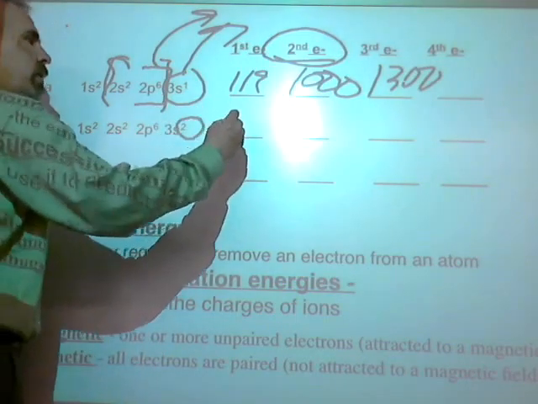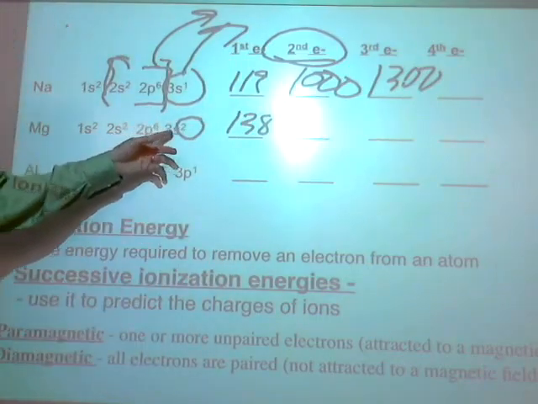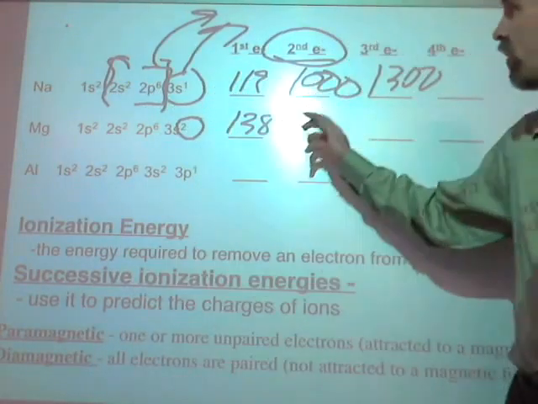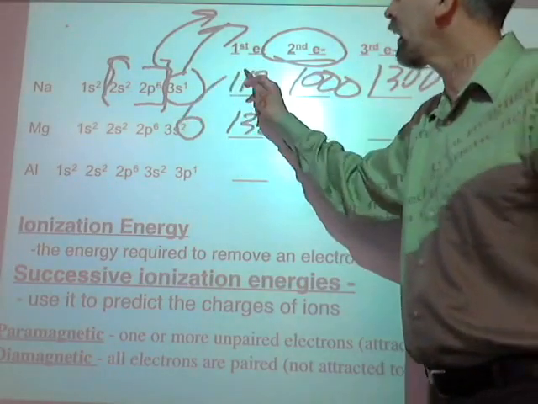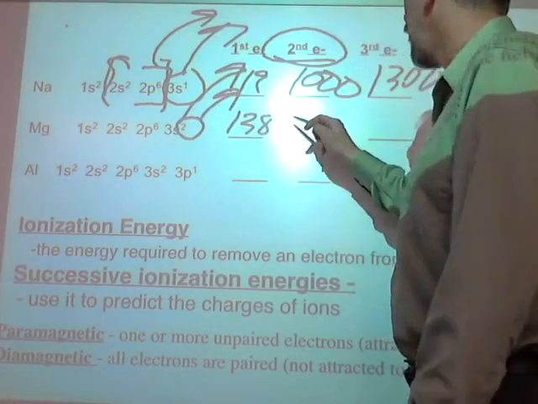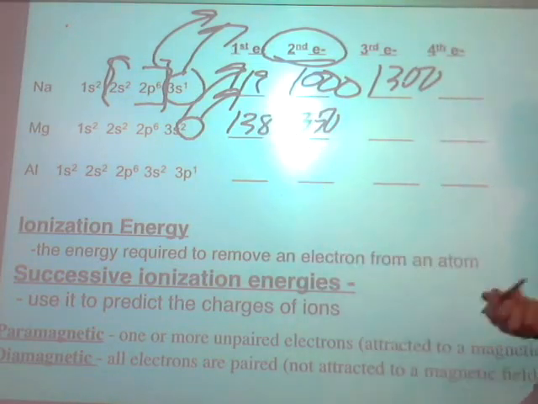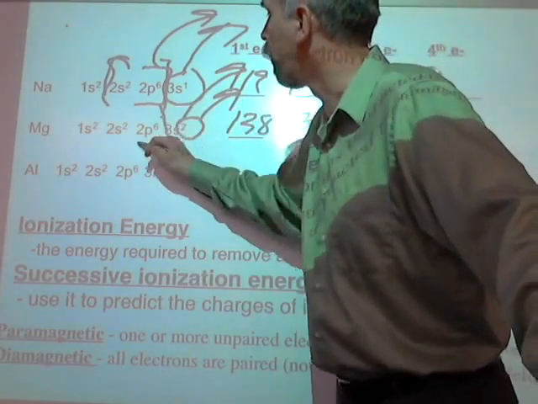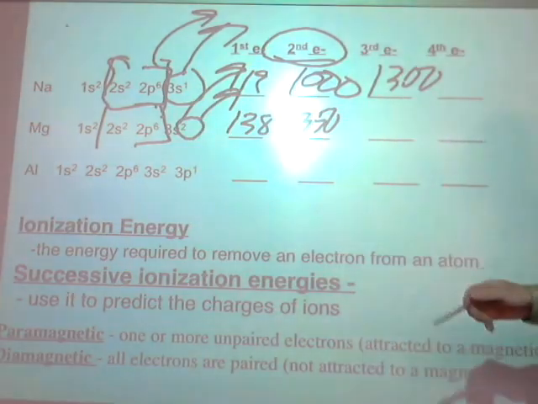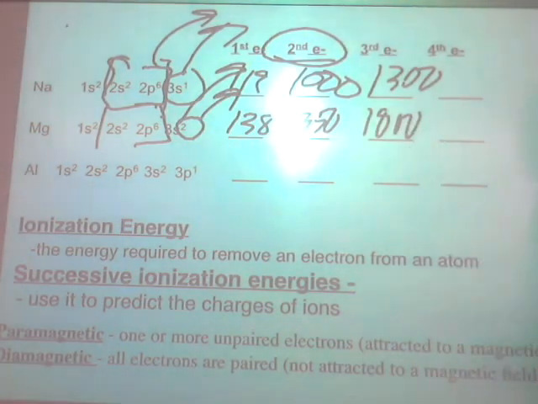So I would expect this guy to be maybe a little bit higher, maybe 138. I'll make up a number. But do you think it's going to be a big jump? Do you think this guy is going to be as high as this guy? No. To remove that 2nd electron, it might be 350 or something. It'll be more, but it won't be a ridiculous number. Where's the ridiculous number going to come? After you remove those two and you want to break up that octet. You know what's going to happen. It's going to be 1,800 or something like that. Some big, big number. All right?